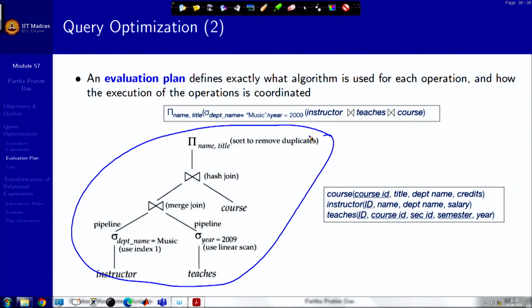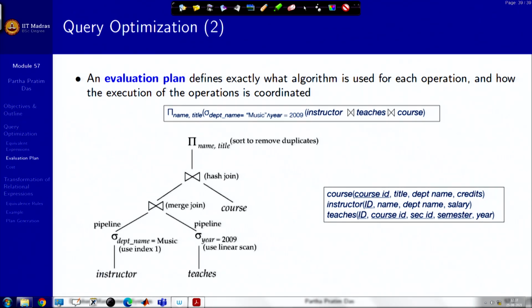And naturally, this will be generated based on different alternates that you can have. So, here I just use certain heuristic information, like department occurs only in instructor, so I can do that selection first, or year is specific to teachers, so I can do that filter first and so on. But in general the system will have to have a strategy of exploring alternates and choosing the best one based on the cost estimates, which are statistical in nature.